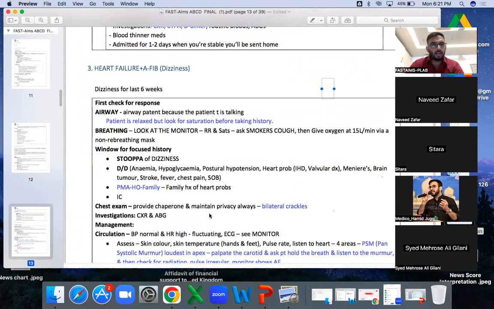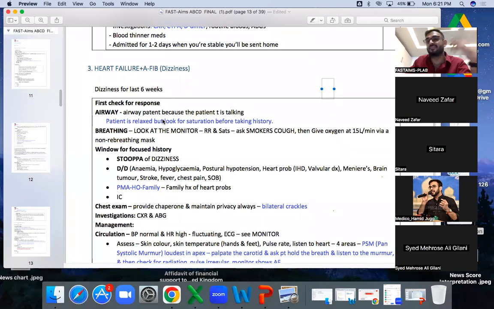Okay, heart failure scenario. In the heart failure scenario, the thing you should keep in mind is that you can kill the patient. The cause of failure of this station is that you give fluid. For example, his blood pressure is low. His blood pressure is very low or low.